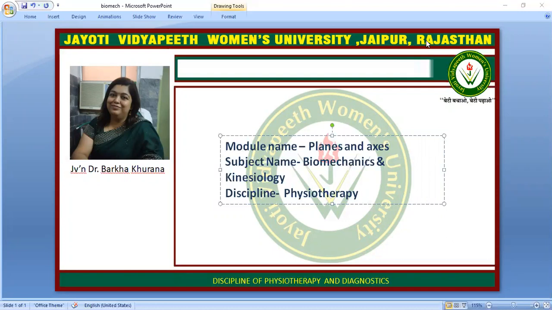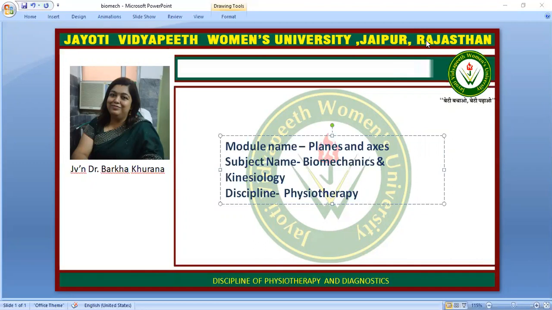So first is the sagittal plane, which passes through the body from front to back and divides the body into right and left halves. The motions occurring around this plane are flexion and extension. Then second is the frontal or coronal plane that passes through the body from side to side and divides the body into front and back. The motions occurring are abduction and adduction.